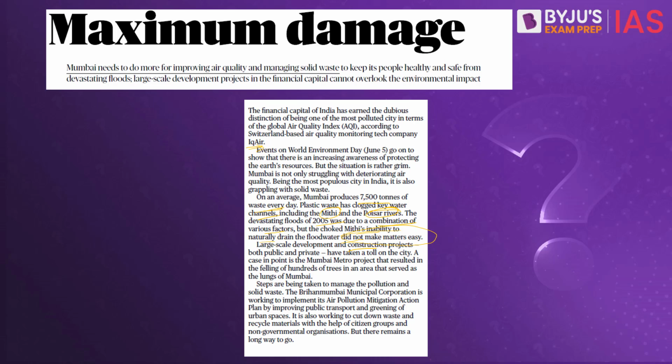And at the same time, we also have a number of projects, for example, the metro projects which have been initiated by the government. This has also devastated Mumbai. So the lungs of Mumbai, the trees of Mumbai, are felled, and ultimately people are bound to be impacted by air pollution as well as waste management. So this article says that Mumbai needs to change and improve on the air quality as well as manage solid waste.